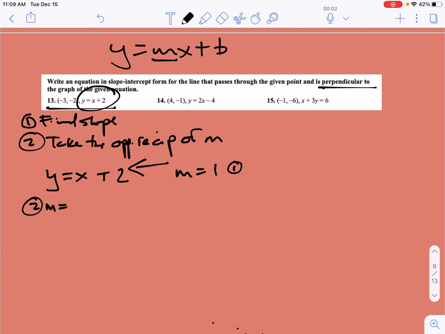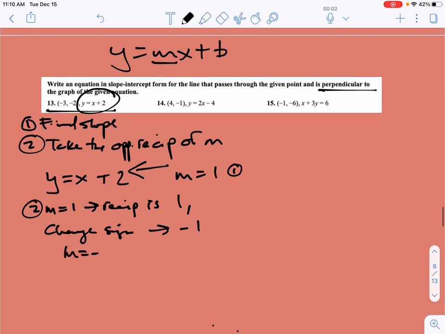Well, if m is 1, that means that the reciprocal is 1 as well, because if you flip 1, you get 1. 1 is unexciting that way. And then you change the sign. All right? So the next part is you change the sign, and it becomes -1. So my slope now is m is equal to -1.